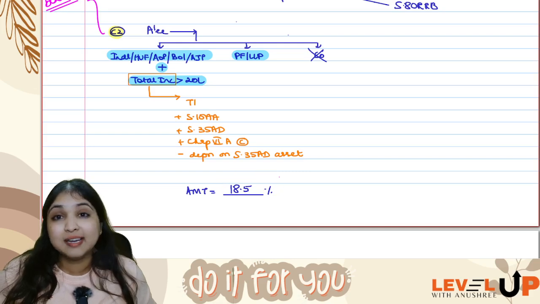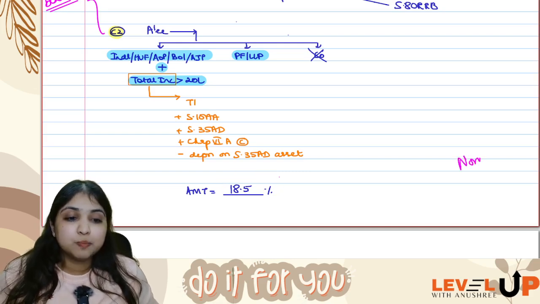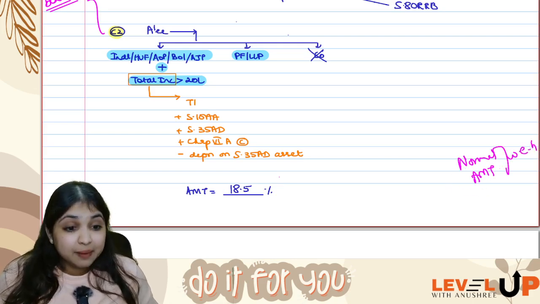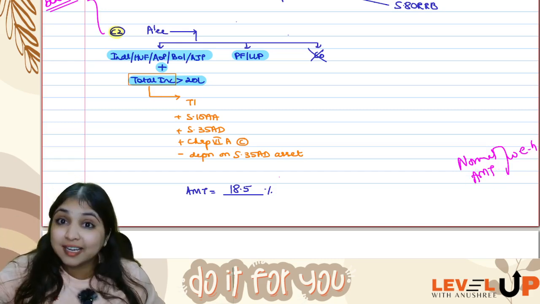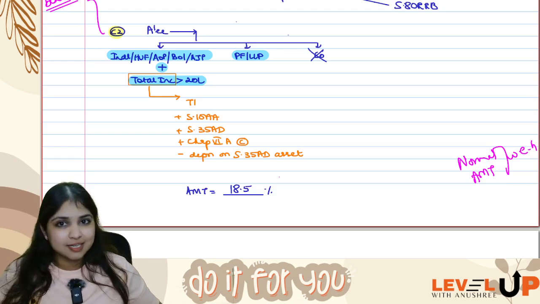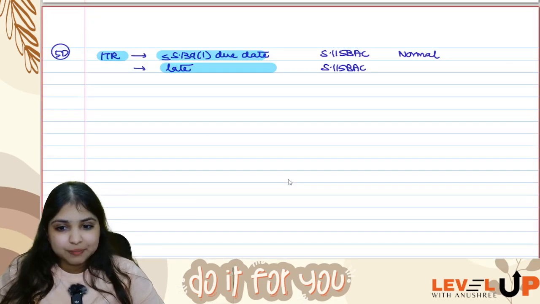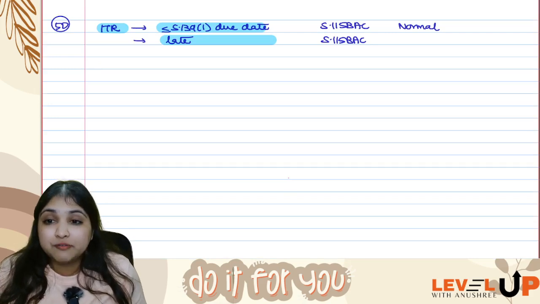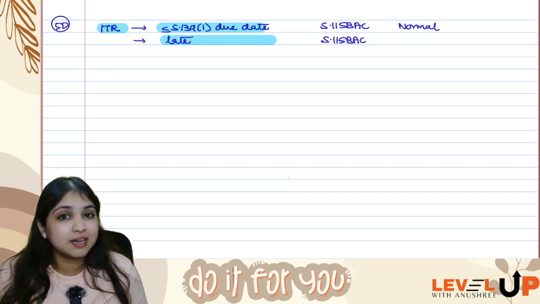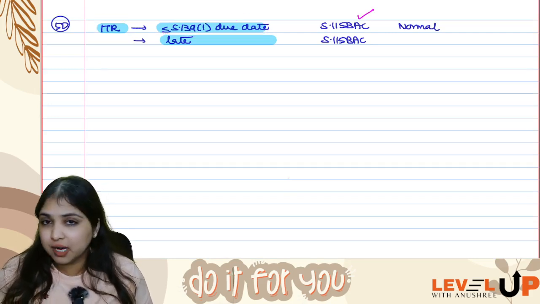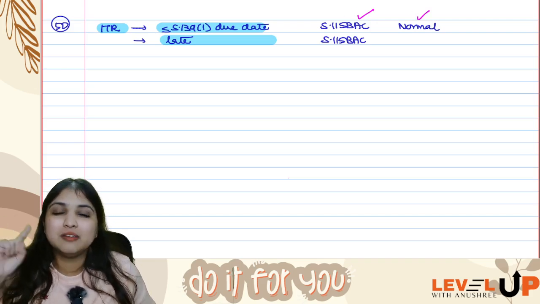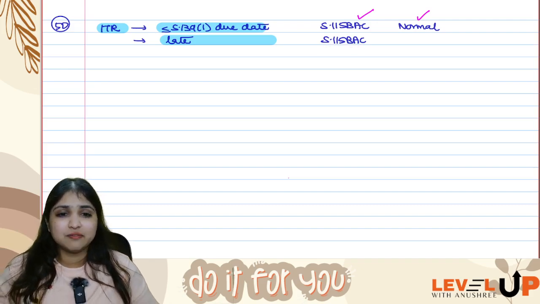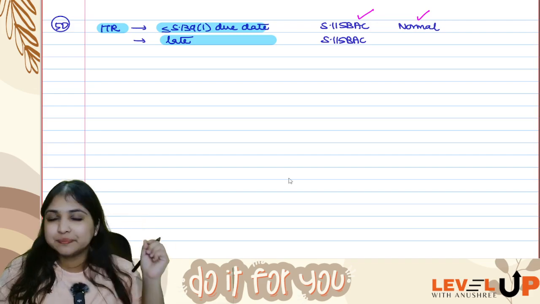AMT will be at the rate of 18.5%. Remember, you're supposed to pay normal income tax or AMT, whichever is higher. If AMT is higher, you will pay AMT, but if you are paying AMT, you will have AMT credit, which will have a life of 15 years. Alright, so this was about your AMT discussion. And last point, if your assessee files ITR within 139(1) due date, he can either follow 115BAC or he can opt out and follow the normal regime. But if assessee files ITR late, he has to stay within 115BAC only.